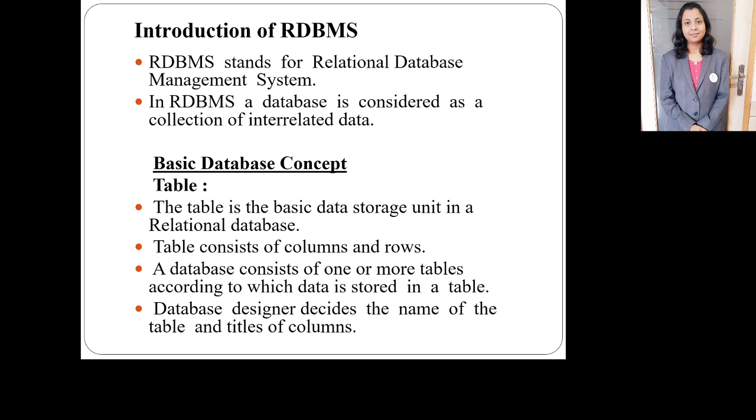In a relational database management system, the data is stored in the form of a table. A table consists of columns and rows, as we all know. A database consists of one or more tables, according to which data is stored in a table. The database designer decides the name of the table and the titles of the columns. He is the person who decides all these things.